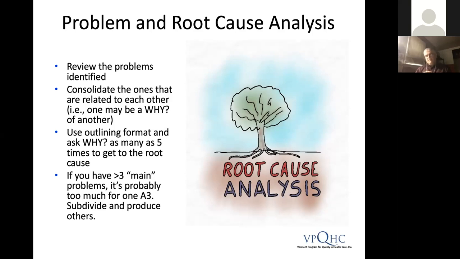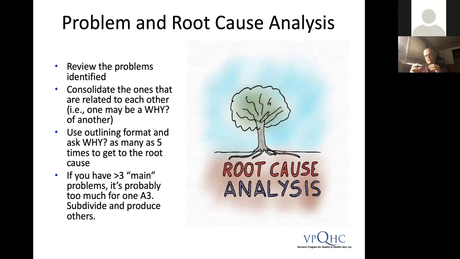It doesn't have to be 5. I've seen it in 2 or 3. I've seen it even 6. Usually it's no more than 6. If you have greater than 3 main problems, though, it's probably too much for one A3. So the time at that point is to take a break, subdivide it, and produce others based on those individual problems. And you'll see why when we get to the end of this.